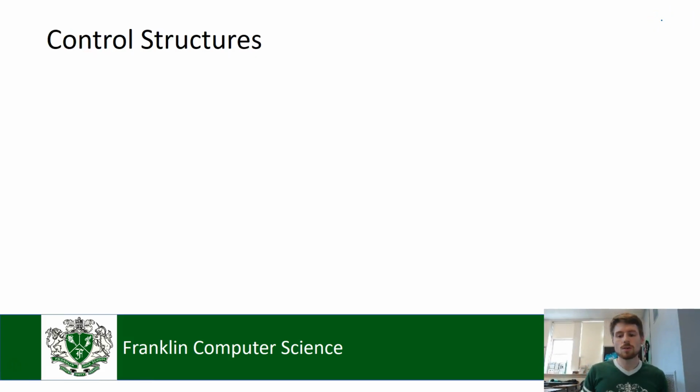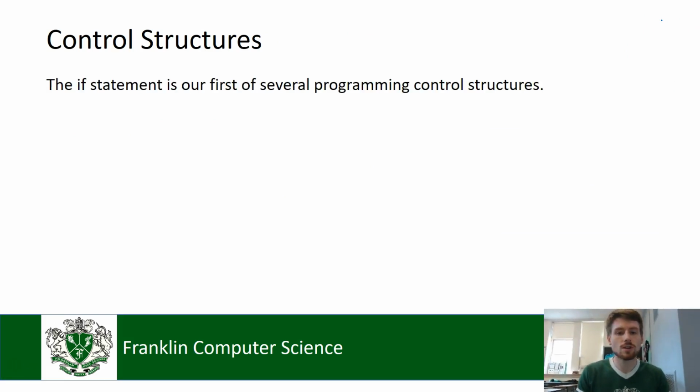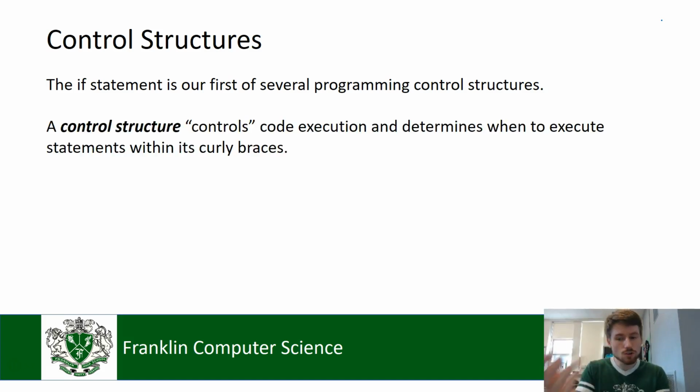What we're talking about here is called a control structure. There's lots of different control structures in Java. The if statement is the first of the ones that we're going to be looking at. Well, there's not lots and lots, but there's several control structures in Java, and we're going to be using all of them this year at some point. Control structures, as the name implies, control code execution. They determine when code is going to get executed, the code that's within their curly braces. So their curly braces are important. They're denoting what code you want to run if the control structure decides it wants to run it or not.